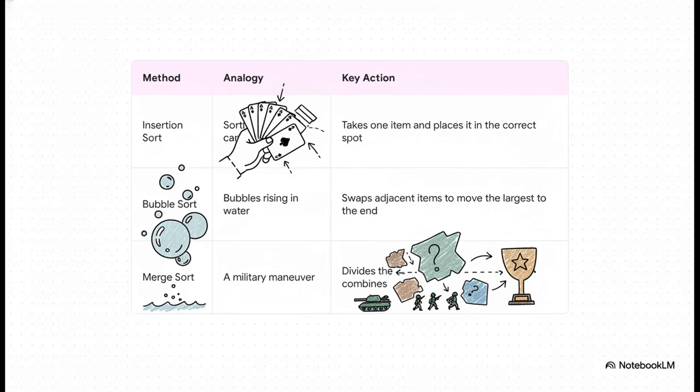Insertion sort is just like organizing cards in your hand. Bubble sort is like watching the biggest bubbles in a drink rise to the top. And merge sort is like a full-blown military operation. You know, breaking the enemy into smaller pieces before reassembling your forces for victory. 3 unique strategies, all hitting the same target. And each one is what we call an algorithm.